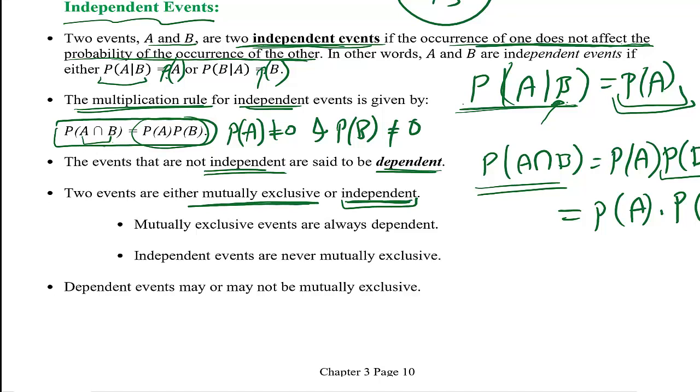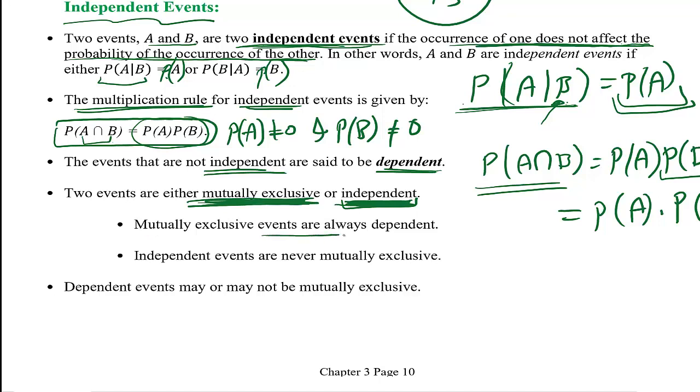So if there is an intersection between A and B, we don't call these events mutually exclusive. They are not mutually exclusive. For independent events, there is an intersection, so they are not disjoint. But mutually exclusive events are disjoint. So in general, we can say two events are either disjoint or not disjoint.